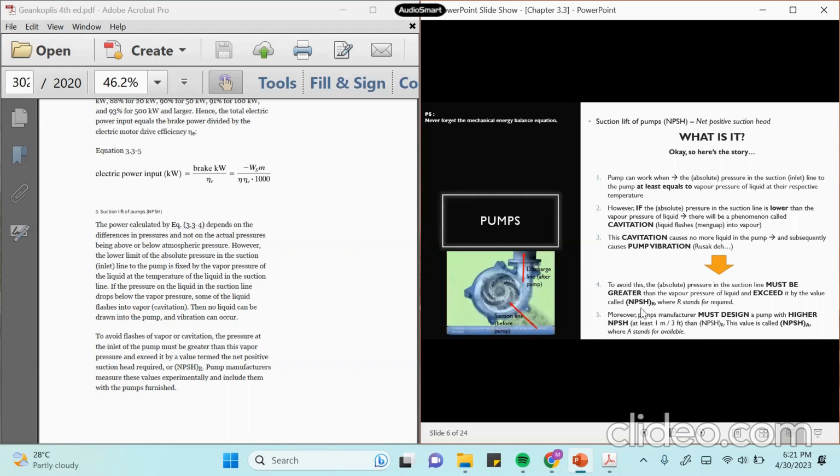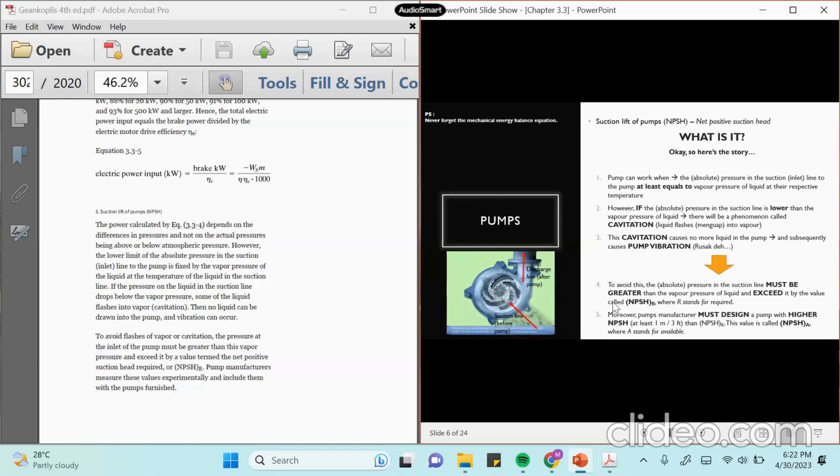So after we calculate and know the NPSH that is required to avoid cavitation and pump vibration, let's say it's 10 meter. That means the manufacturer or the pump designer must design a pump with NPSHA of 11 meter, just to make sure that it doesn't go below 10 meter.